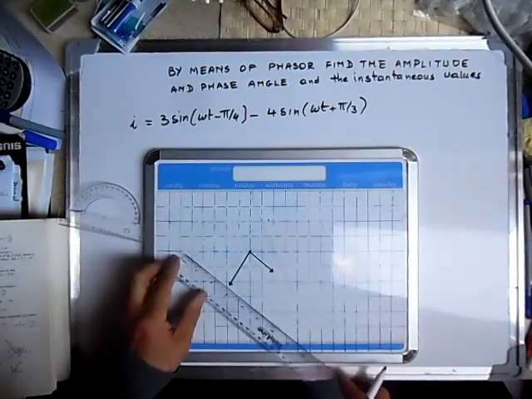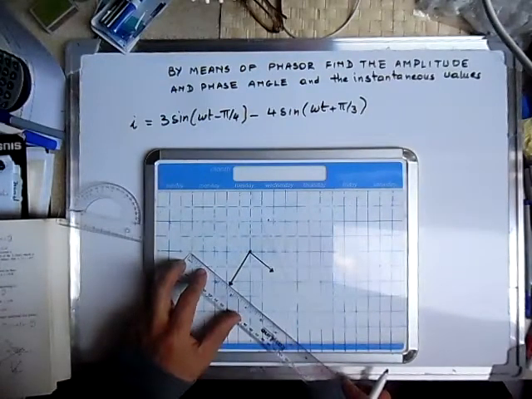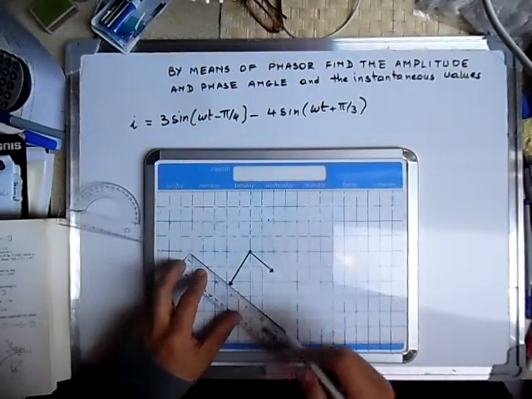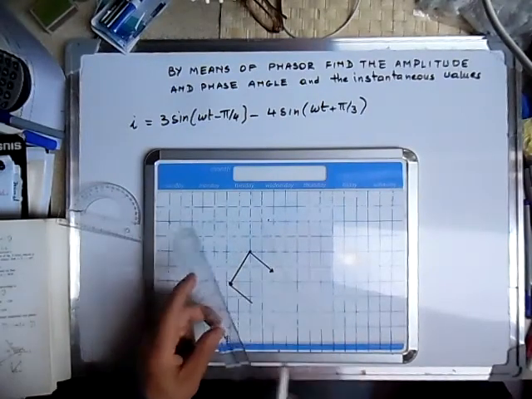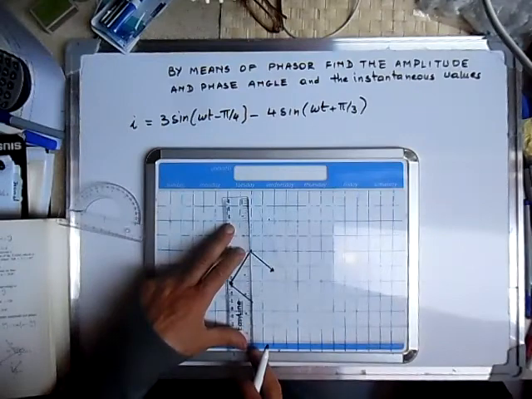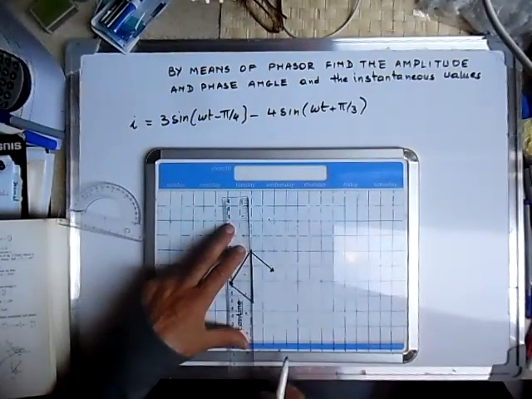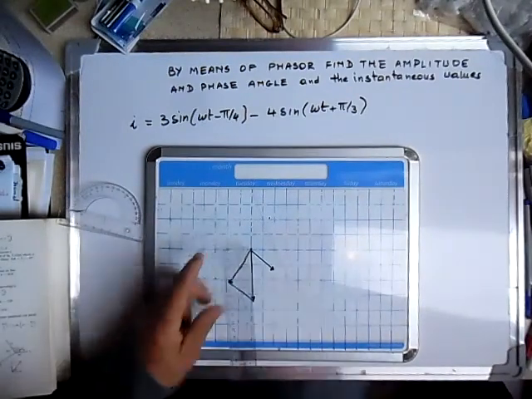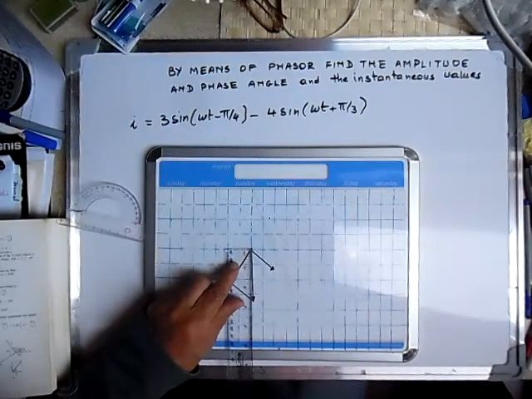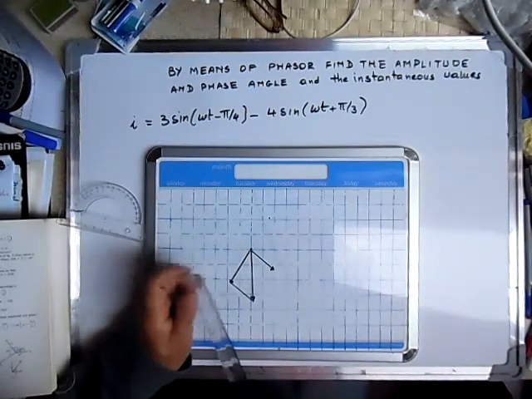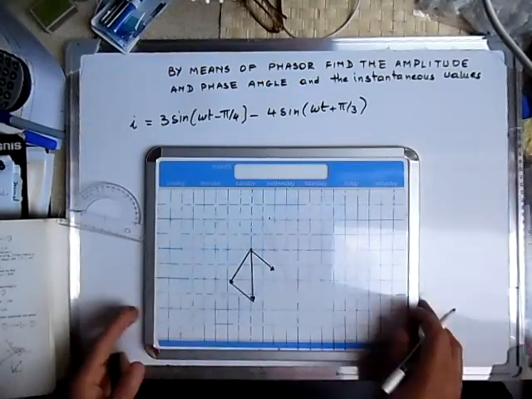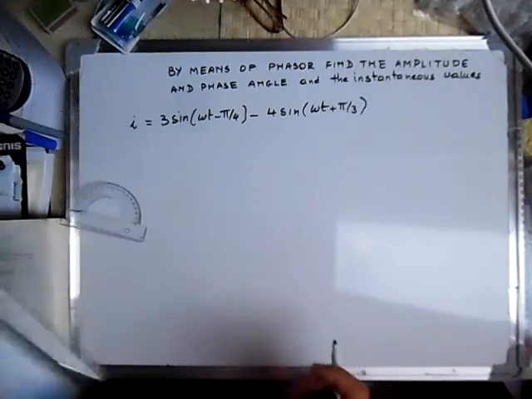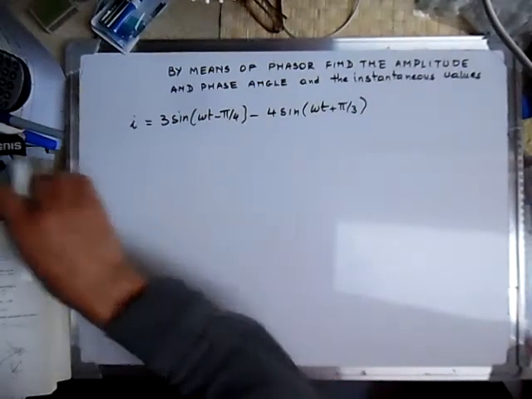So the sum of the two vectors, or the two functions, will be something about here. So it's about this much. So this is the result. I can tell you the module is about 1, 2, 3, 4 and something, and the angle is about 88. Okay, let's try now to do it algebraically.